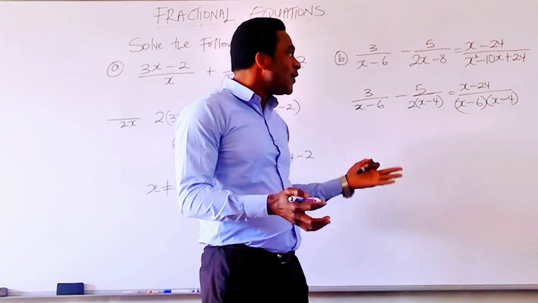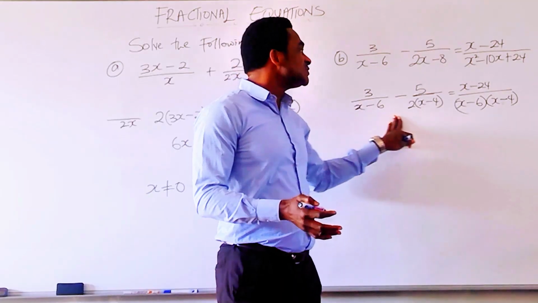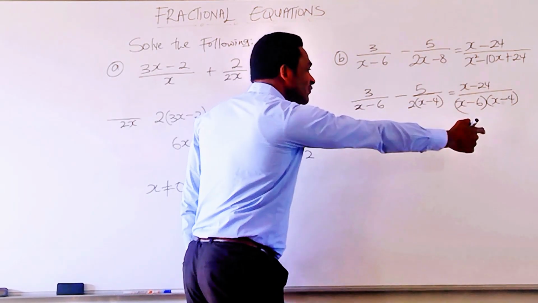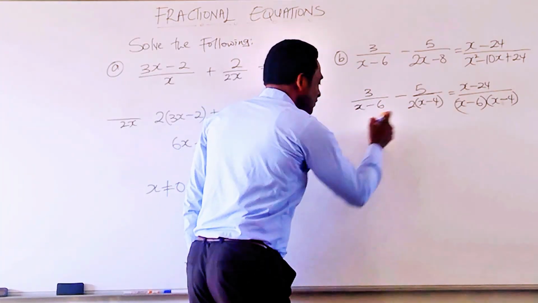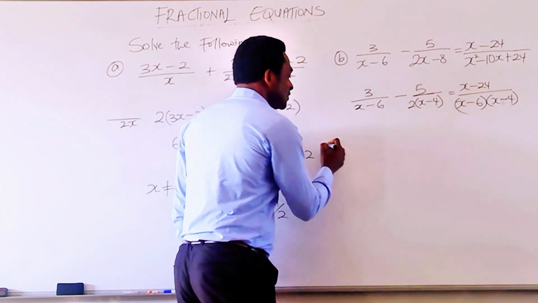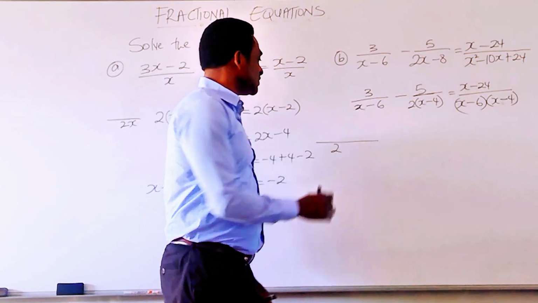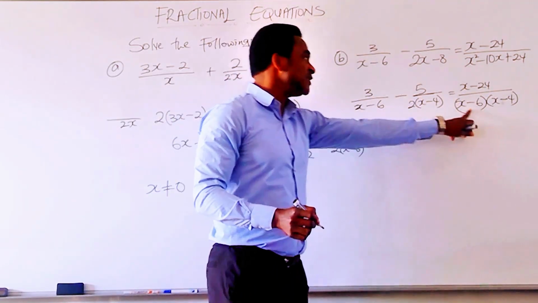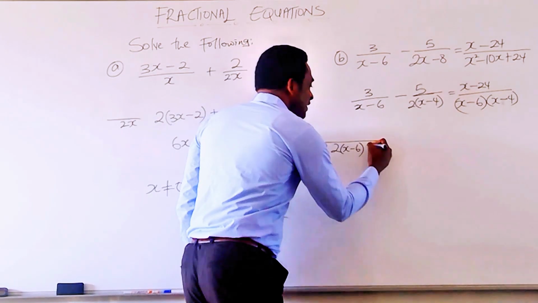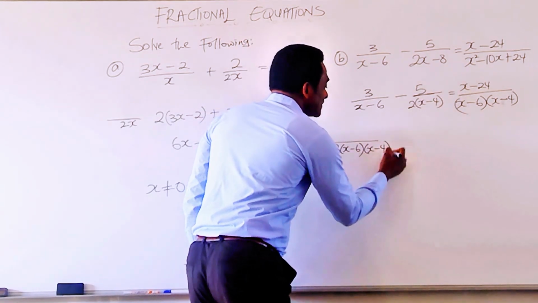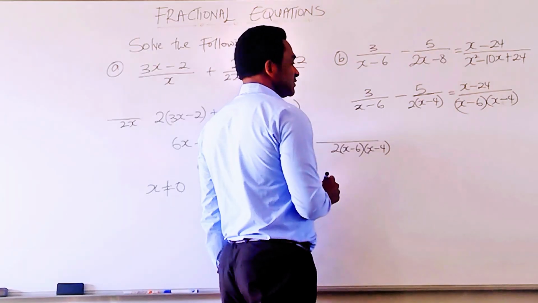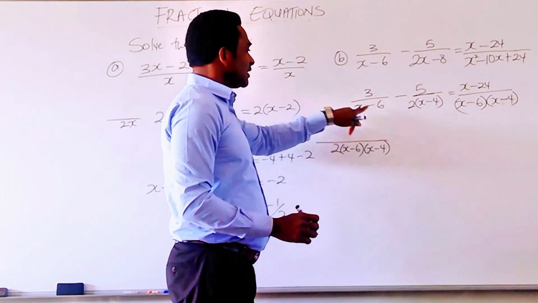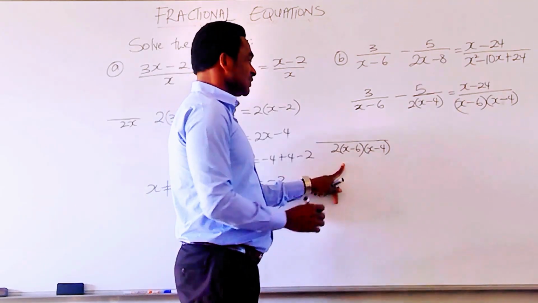Now, what we do is we pick out our LCD. We don't repeat anything. What is it that all of them can divide? First of all, we start with the number. The number 2 is part of the LCD. We pick x minus 6. We don't repeat that. And then we pick x minus 4. This is our LCD.